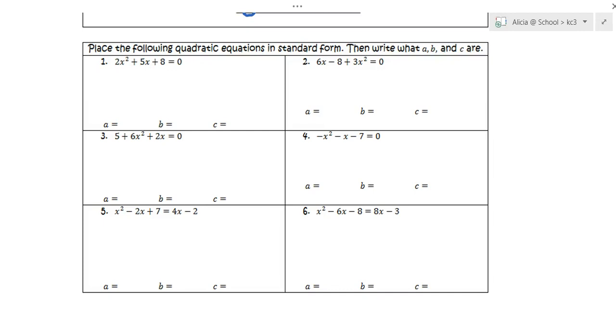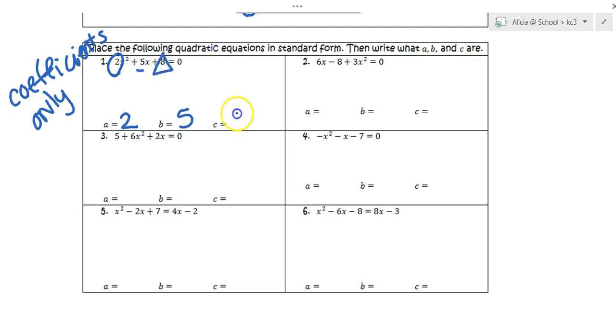Standard form has the ax squared, then the x, then the constant. So I already have my standard form for number 1, right? It's already in order. So I'm going to see that 2. I'm going to bring it down here. That's my a value. I do not need the x squared. I just need the coefficient. So again, coefficients only. Right? I don't need the variable. B is whatever's in front of the x. So that's going to be my 5. And C is whatever does not have a variable, which is 8.